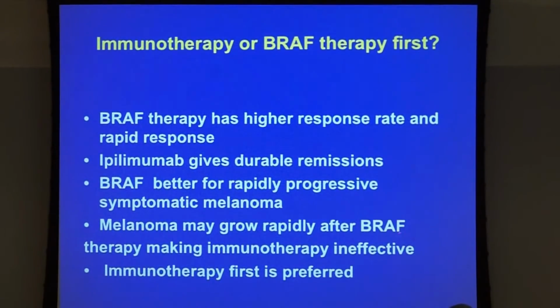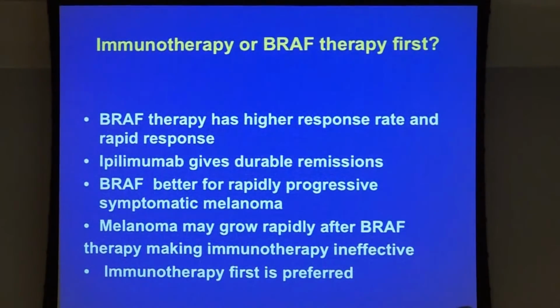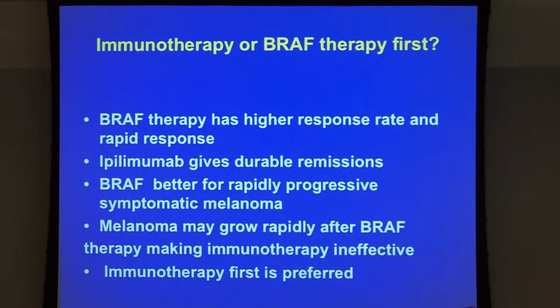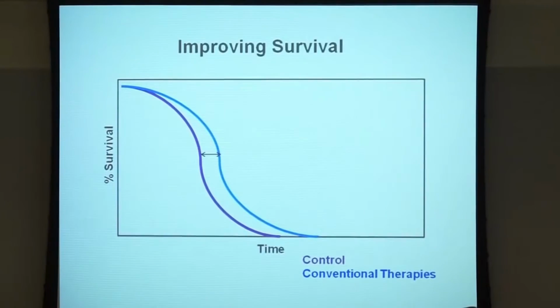So even if you polled 100 oncologists in America, what would you treat first if a patient had melanoma with BRAF mutation? 90 would say, oh, I would just give the BRAF drug. That's what they find from market surveys. Probably, unless the patient has rapidly progressive disease, they should be treated with immunotherapy first. Or, of course, if you have available protocols combining immunotherapy with targeted therapy.